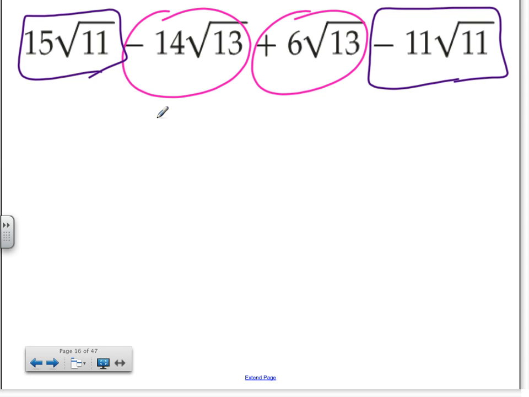Think about that. Just like how I asked 6a and 4a, do we actually do anything with the a? No. No, right? It's just 10a. We simply combine like terms using the coefficient that we have.